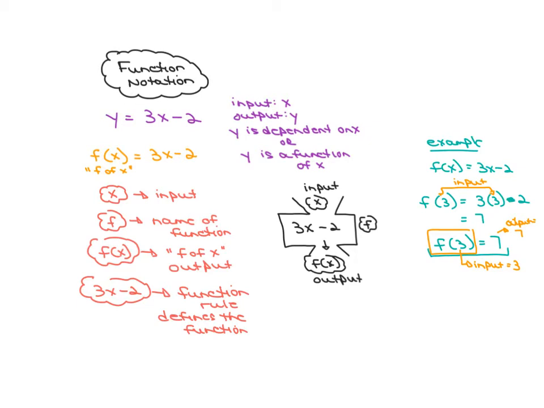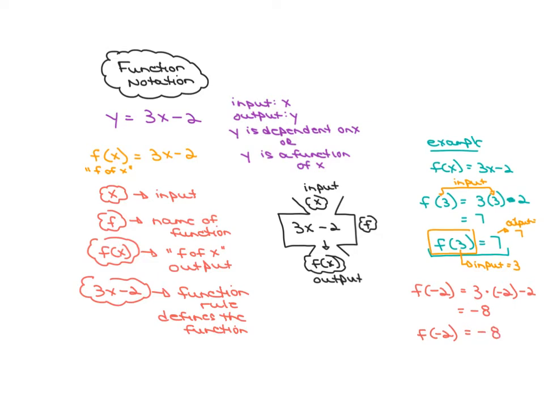Let's just do one more quick one. Let's say we input -2. Then we're going to take 3, multiply it by -2, and subtract 2. And that's going to be -6 minus 2, or -8. So when we input -2, the output is -8.